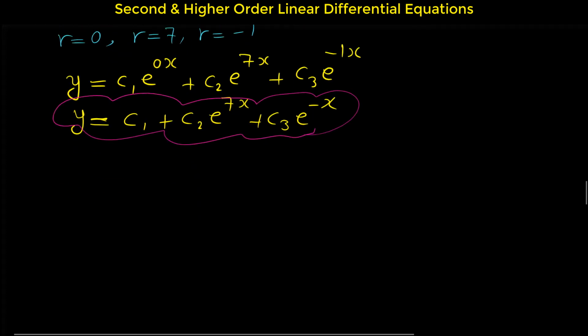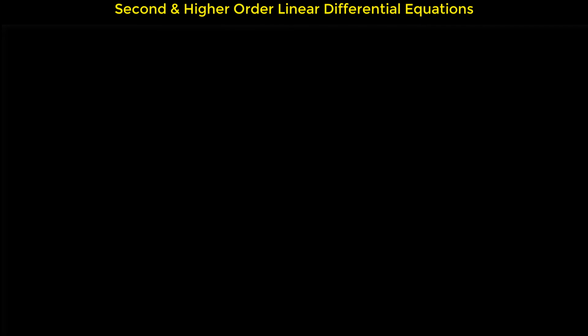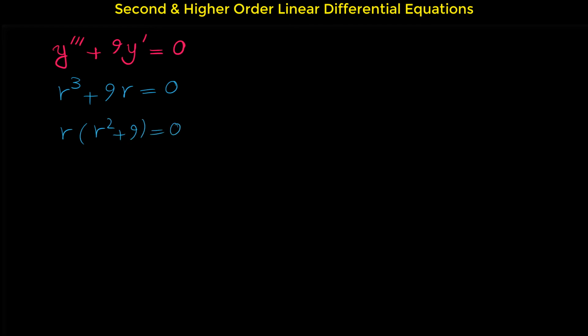Let's do another example. y triple prime plus 9y prime equals 0. The characteristic equation here is r to the 3 plus 9r equals 0. If we factor r, we have r squared plus 9 equals 0. From here, r equals 0, or this bracket should be equal to 0.